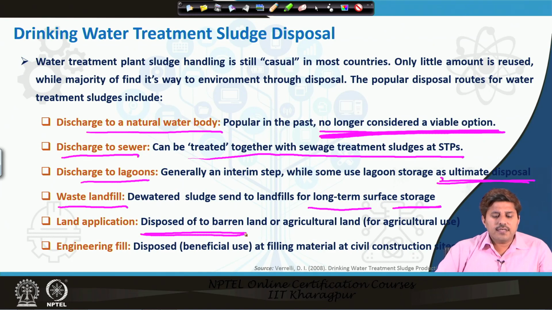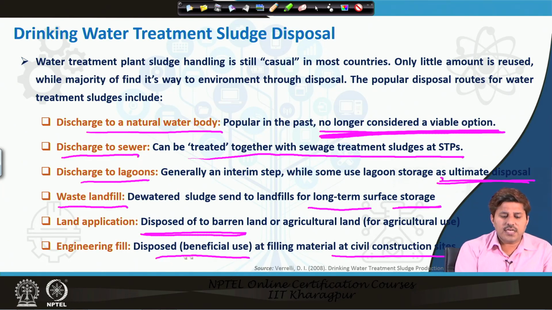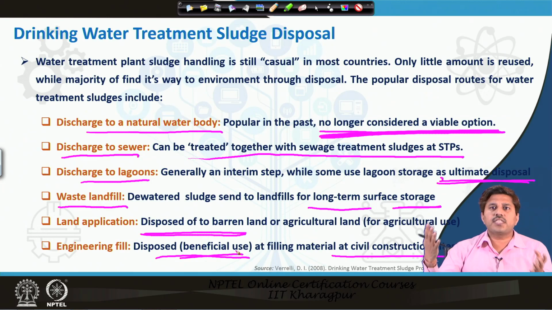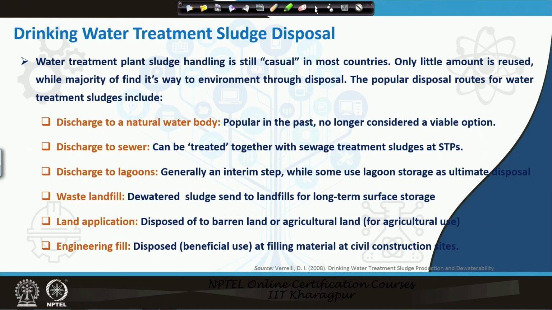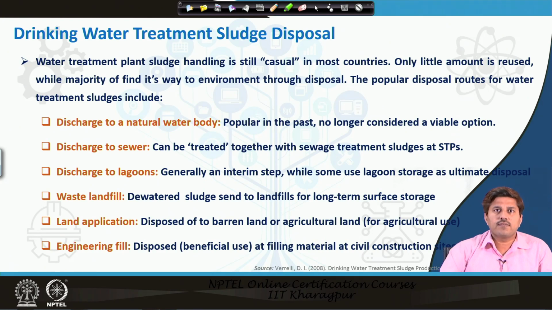Then there is engineering fill. Basically it is disposed of as a filling material at civil construction sites, as we were just discussing. So, engineering fill is essentially a beneficial use, although the utility might consider they are just dumping this. For a bridge construction, or road constructions, or various other large civil structures like dams, a lot of filling material is required, and the utility might consider that they are just dumping it, but it is actually a kind of beneficial use because it is fulfilling the requirement of some filling material. So, these are the disposal options for the sludge.